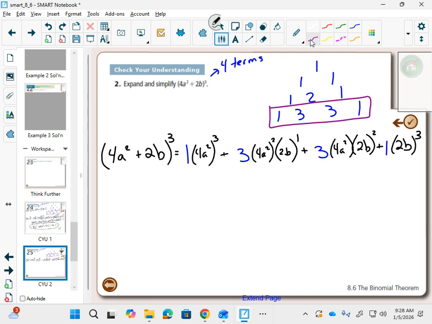So we use Pascal's triangle to get the blue numbers. And then we use the pattern with exponents to write the other.